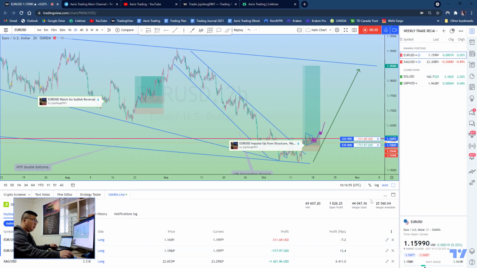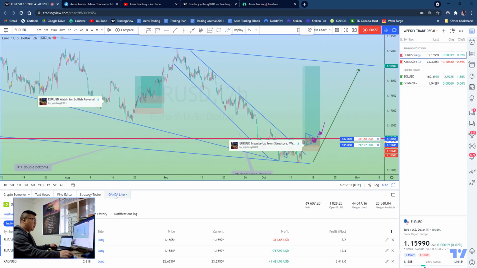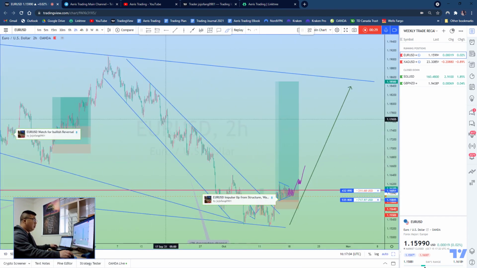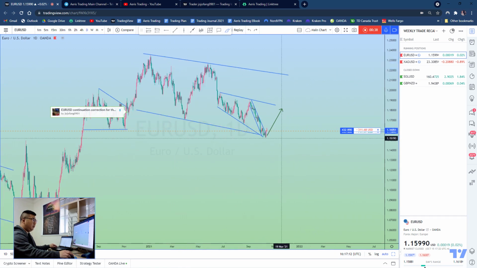So as you can see, I am currently live in two entries in Euro dollar, and I'm still live in silver right now. So let's take a look at the overall price action from Euro dollar first. Starting from the higher time frame on Euro dollar, we're currently in this larger kind of parallel channel structure, and we have a few swing highs and a few swing lows.